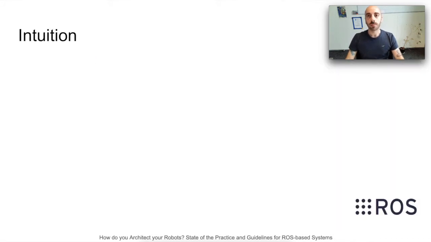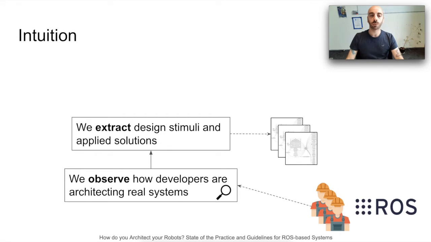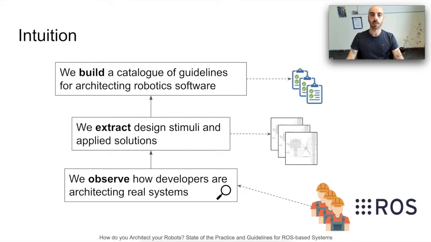The intuition behind this study is that we want to observe what practitioners, developers working on real robotic systems, are doing on their own systems and how they are architecting them. Then we want to extract what we call design stimuli, which are the main decisions that they take while architecting their own systems, and the applied solutions. Then we want to build a catalog of guidelines for helping practitioners in architecting robotic software.